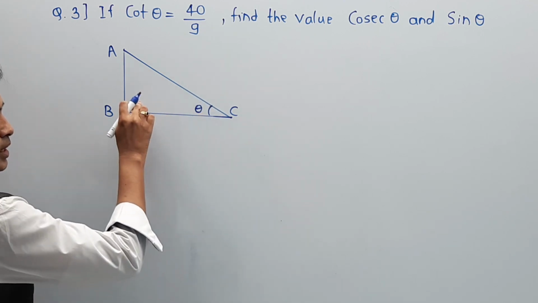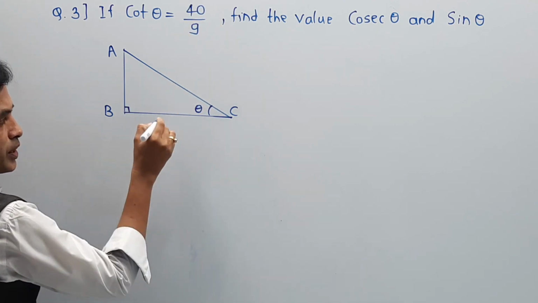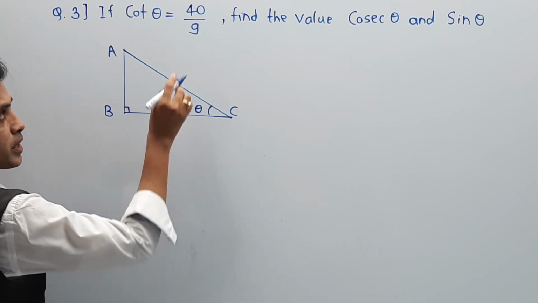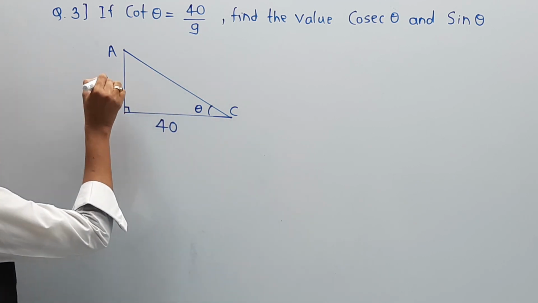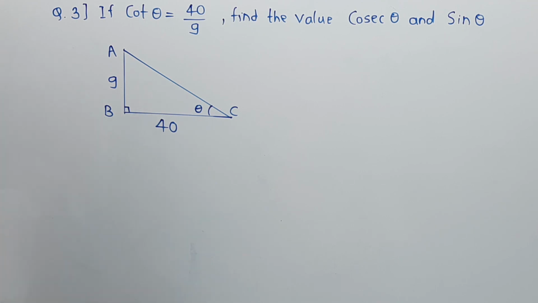So for this theta, this is the hypotenuse. 40 means the adjacent side, which is over here, and the opposite side is 9, which is over here. In this way, first of all, you are able to write the structure of the triangle. So we have to use the Pythagoras theorem in the next step of the solution.